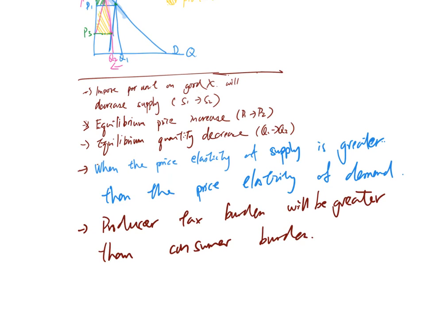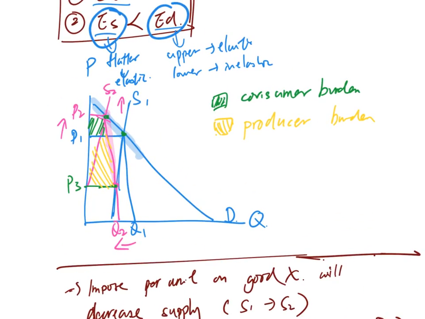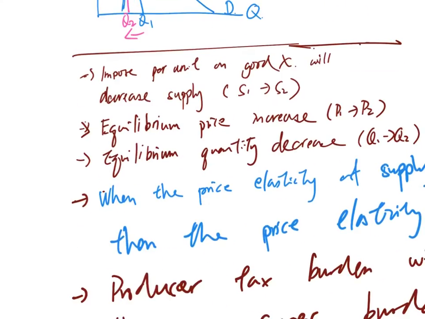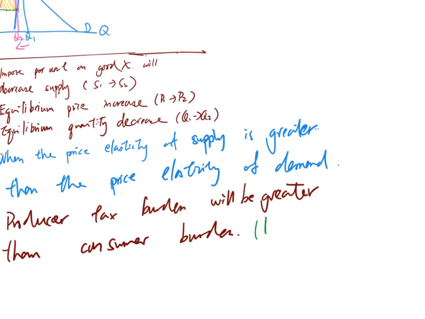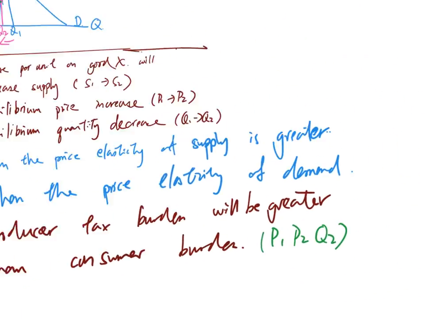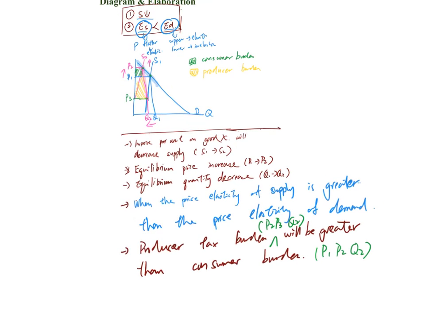So here you may show the burden. The consumer burden will be the green part, that's P1, P2, and Q2, using this part to show the area. And for the producer burden, the yellow part, P1, P3, and Q2. The tax burden is P2, P3, Q2, should be here. So we finish all.